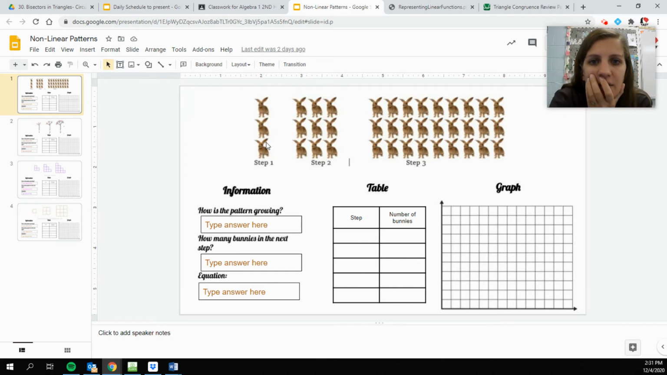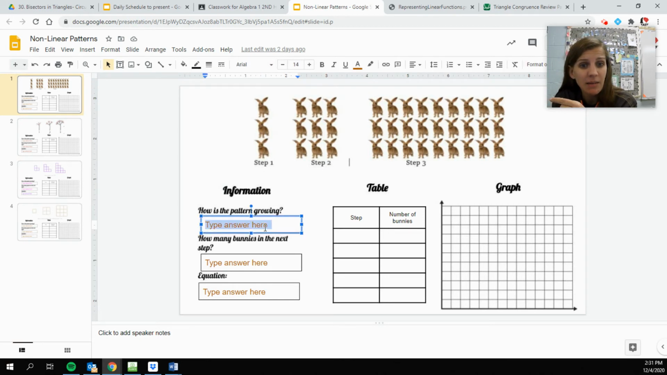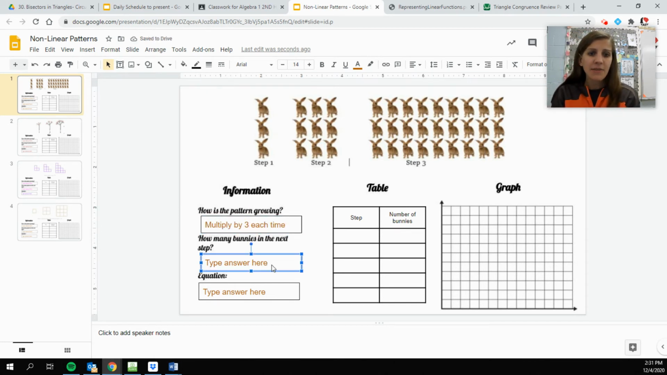Let's see. 1, 2, 3, 4, 5, 6, 7, 8, 9, 10, 11, 12, 13, 14, 15, 16, 17, 18, 19, 20, 21, 22, 23, 24, 25, 26, 27 rabbits. Oh my word. But it does seem like, so 3 to 9, 9 to 27, it seems like we're timesing by 3. So multiply by 3 each time, which then if I did 27 times 3, ooh, that's going to be big.